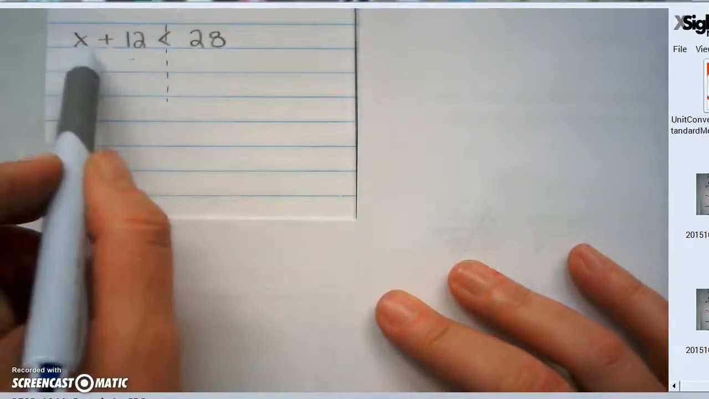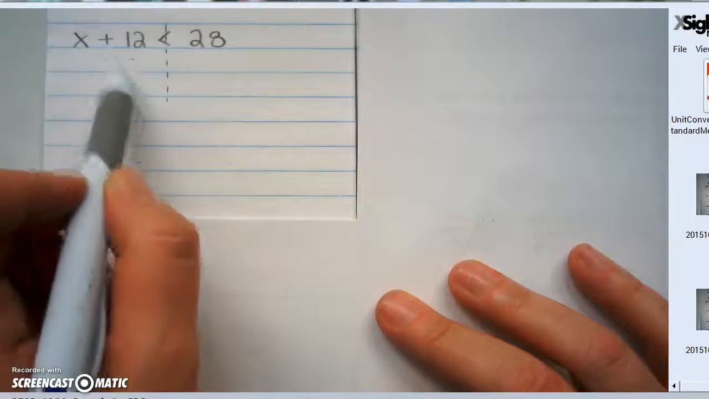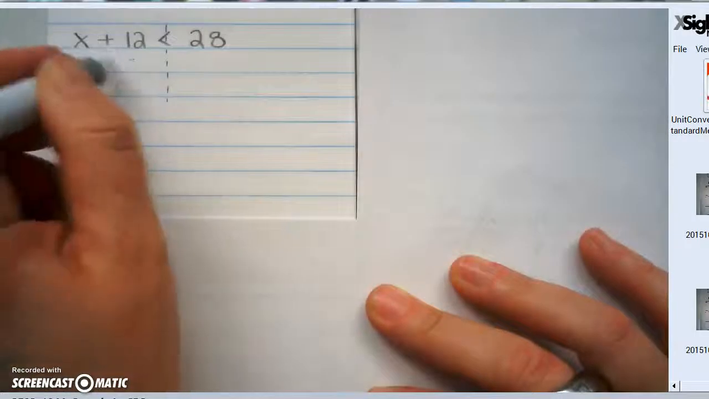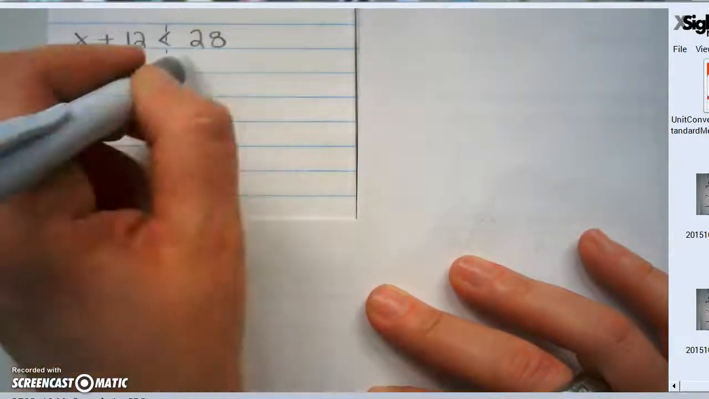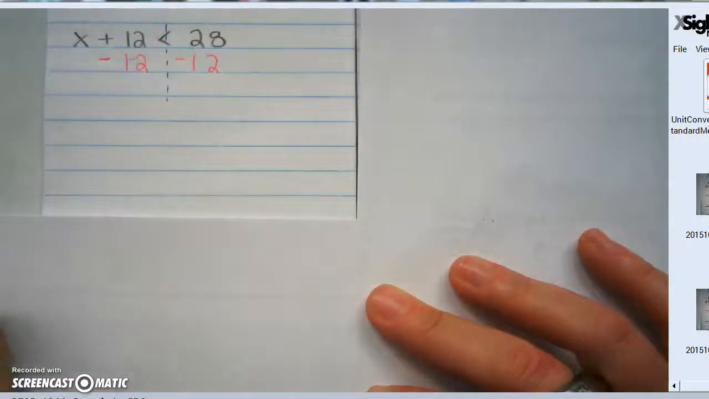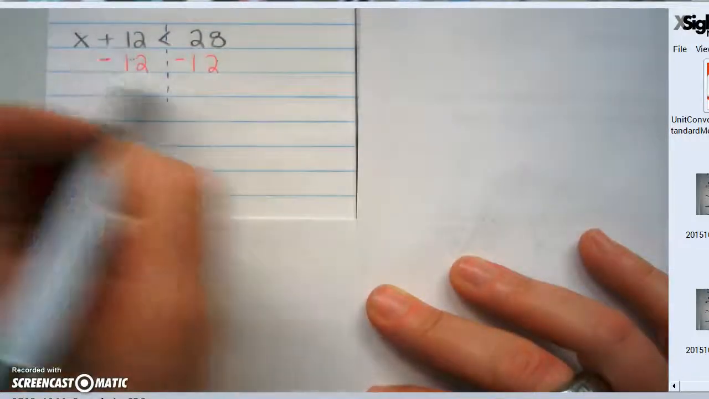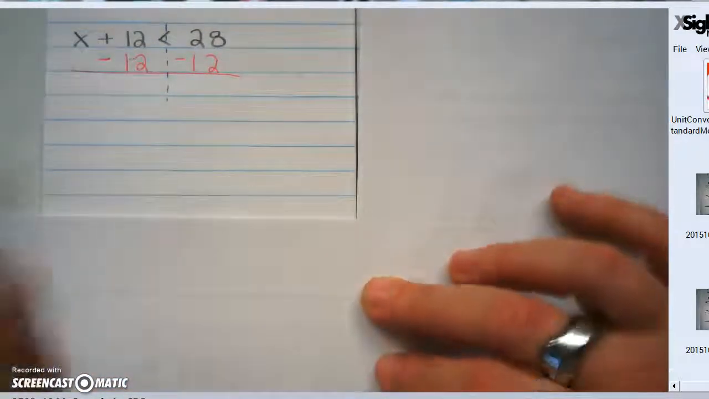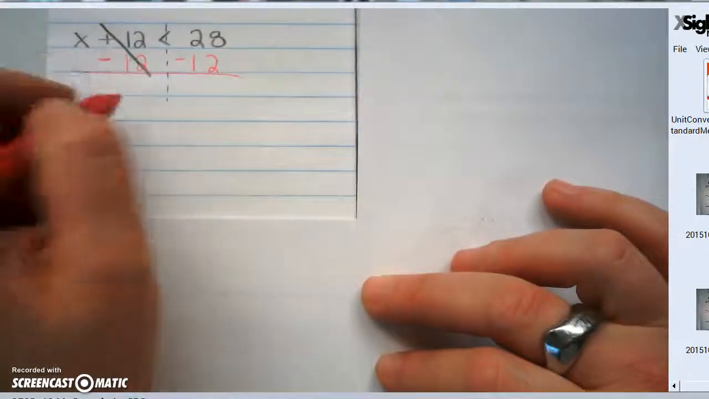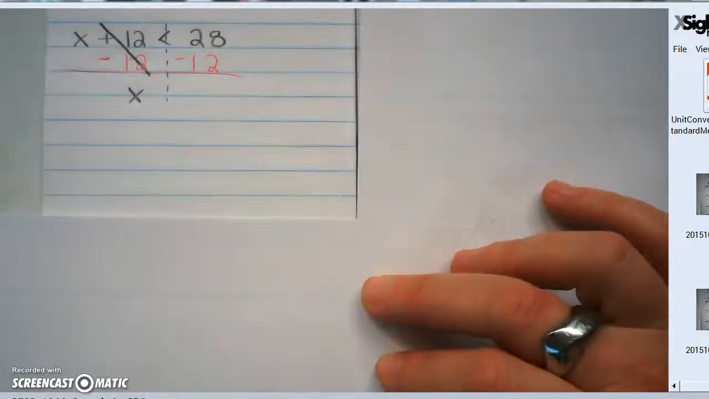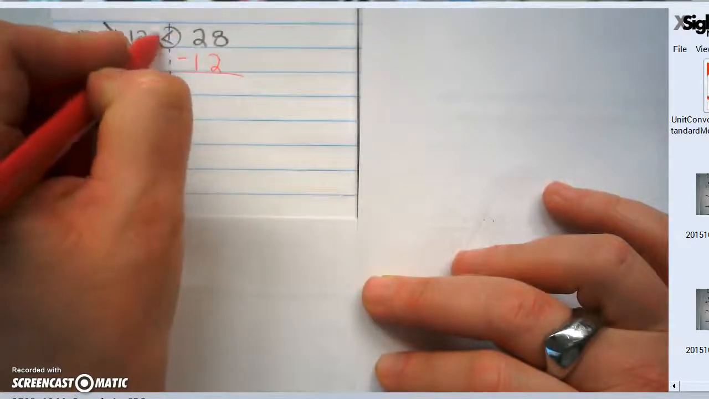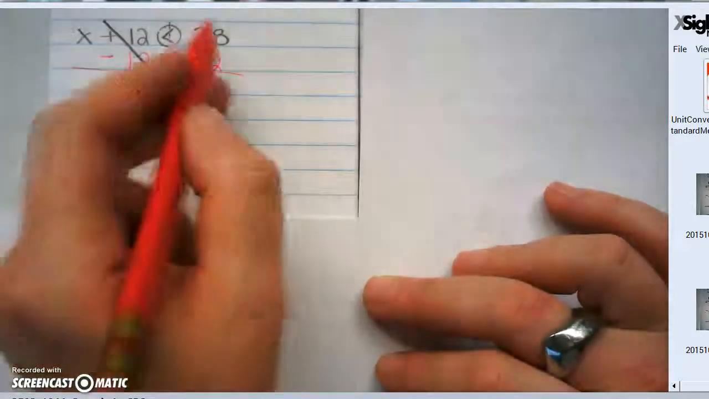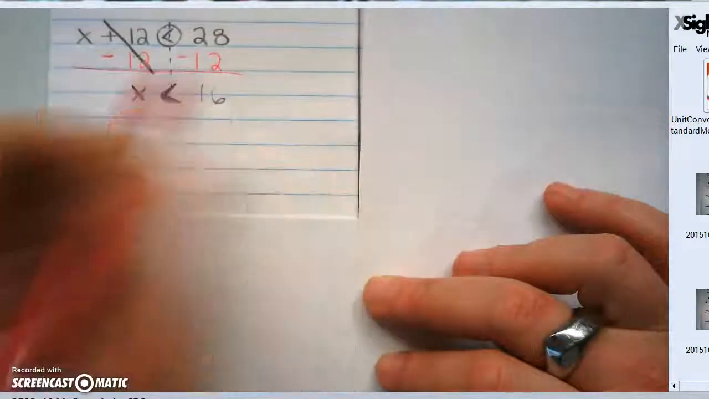Well, just like in an equation, we want to get x all by itself. And in order to get x by itself, we have to undo this addition. So, to undo the addition, we're going to subtract. And we have to subtract on that side as well. So here I'm subtracting 12. On the other side of my inequality, I'm subtracting 12. These two will cancel, and I'm left with x. I've got that inequality sign right there that I need to bring down, my less than, and 28 minus 12 is 16.